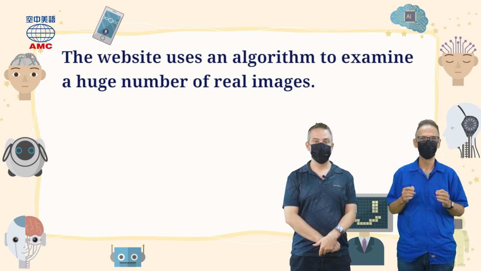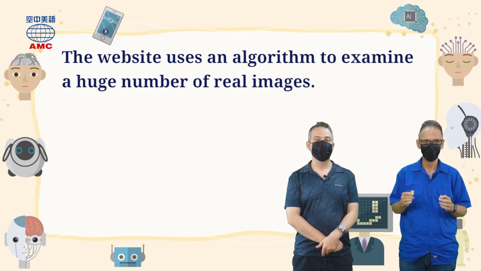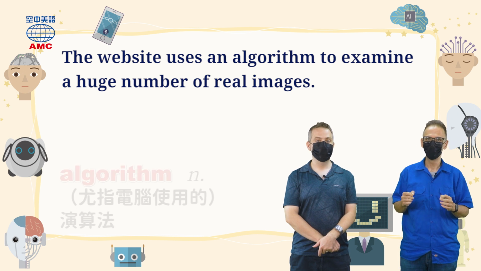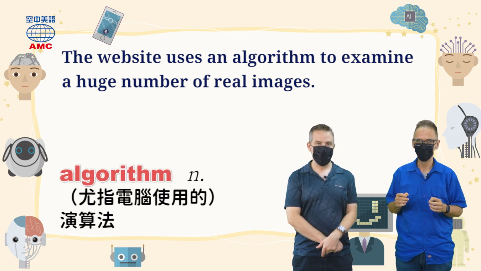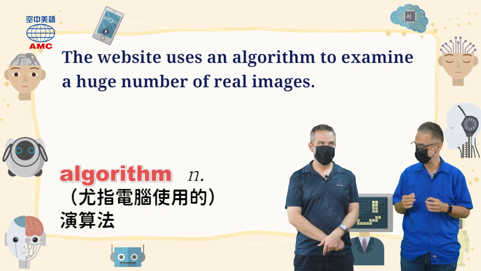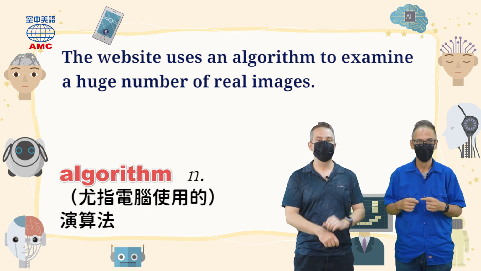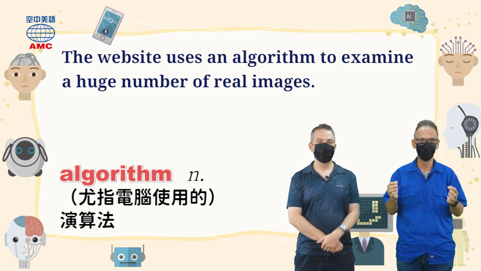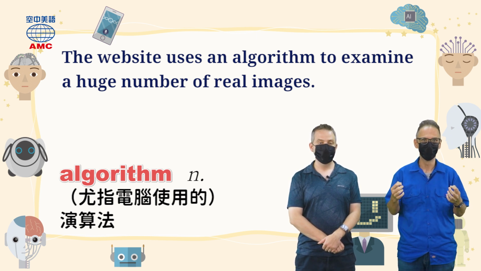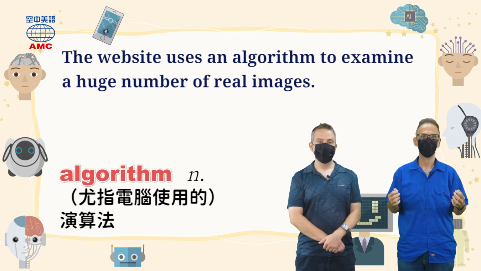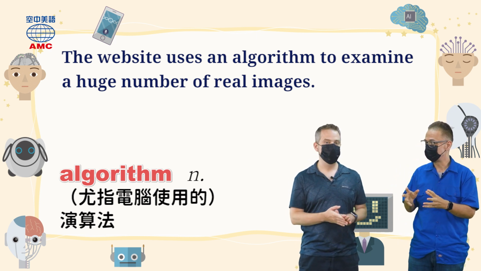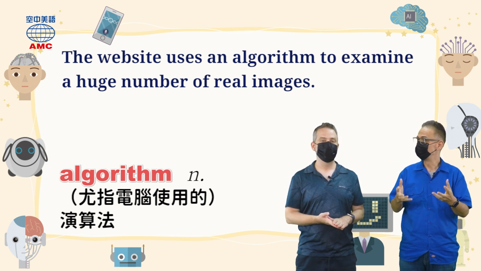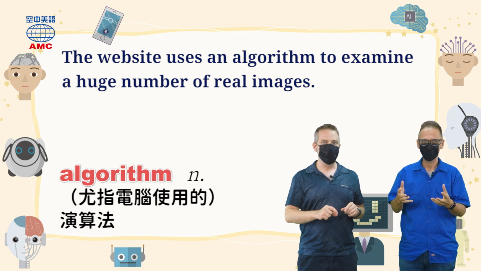Yes, the website uses an algorithm to examine a huge number of real images. So an algorithm is a set of rules by which computers can run small tasks over and over. When a computer does a big job, it actually breaks up that big job into thousands or millions of very small jobs. For example, if you play a video game with Mario in it, right, the computer has to draw Mario. Oh yeah, loads of times.